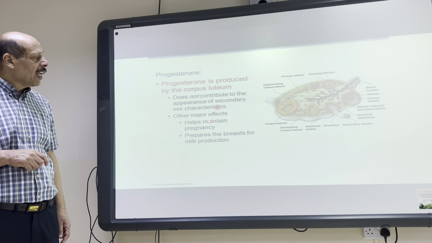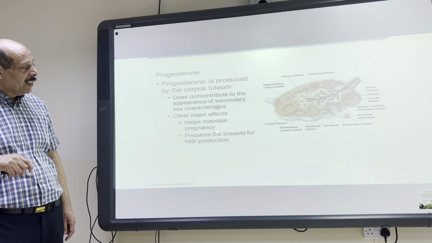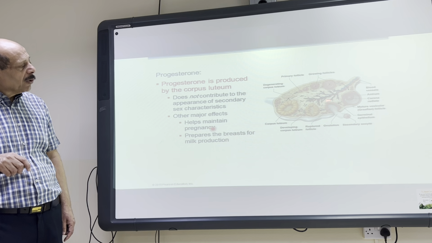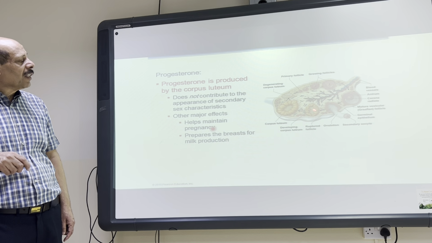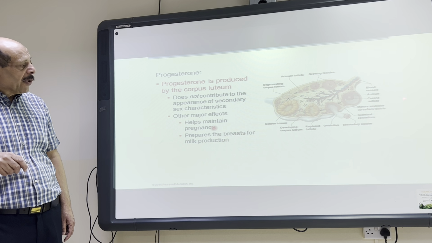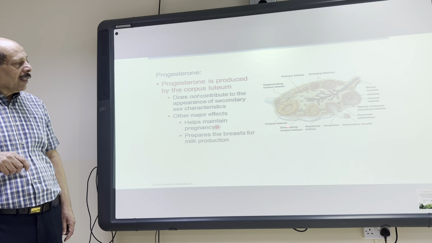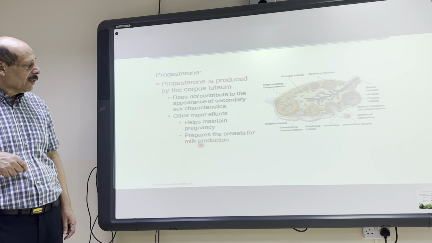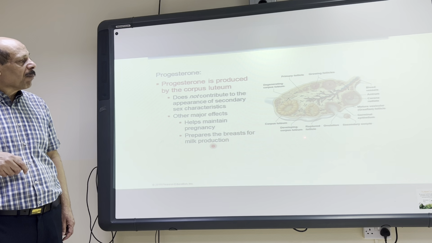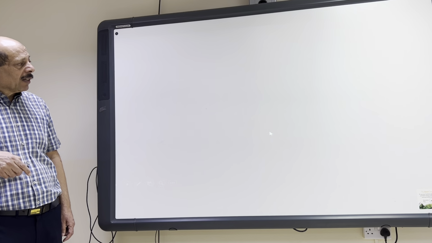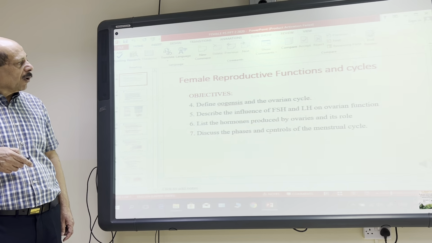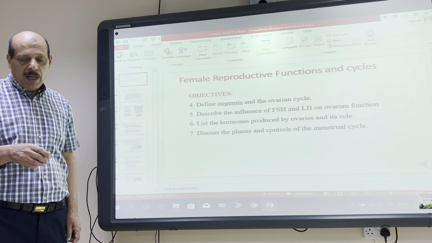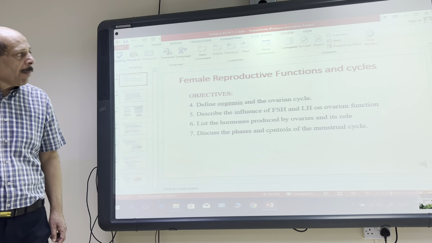Its other major effect is that it helps in maintaining pregnancy. If pregnancy happens, it will continue its secretion in order to maintain the pregnancy and prevent the fetus from coming out as an abortion. It also prepares the breast for milk production. So those are the functions of the reproductive system. Thank you.